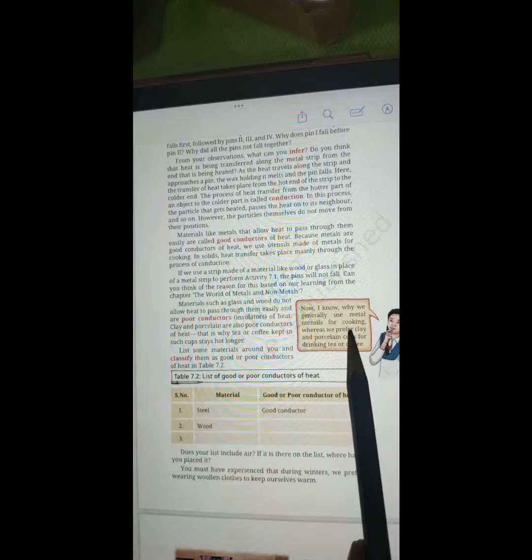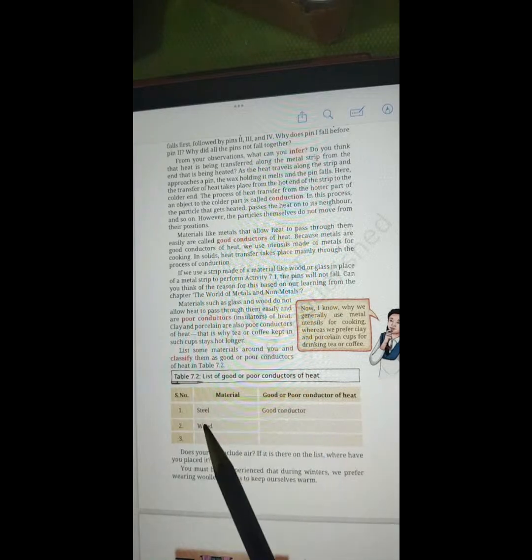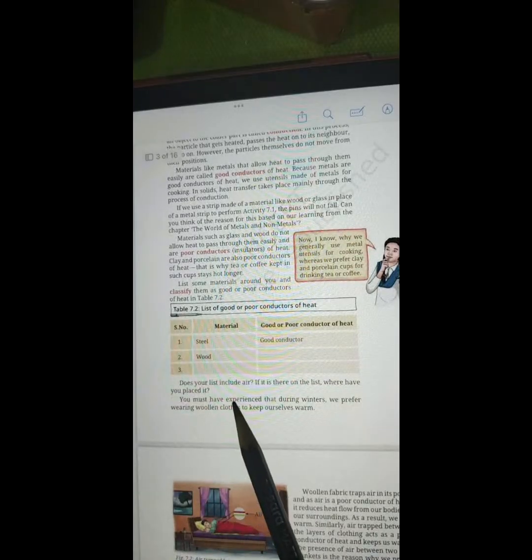Now I know why we generally use metal utensils for cooking, whereas we prefer clay and porcelain cups for drinking tea or coffee. List of good or poor conductors of heat. So steel is a good conductor. For wood you need to find it out, plus one other material as well. Does your list include air? If it is there on the list, where have you placed it?